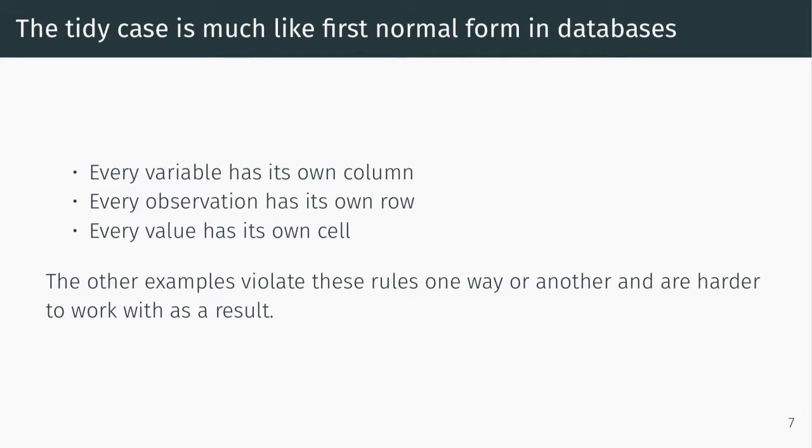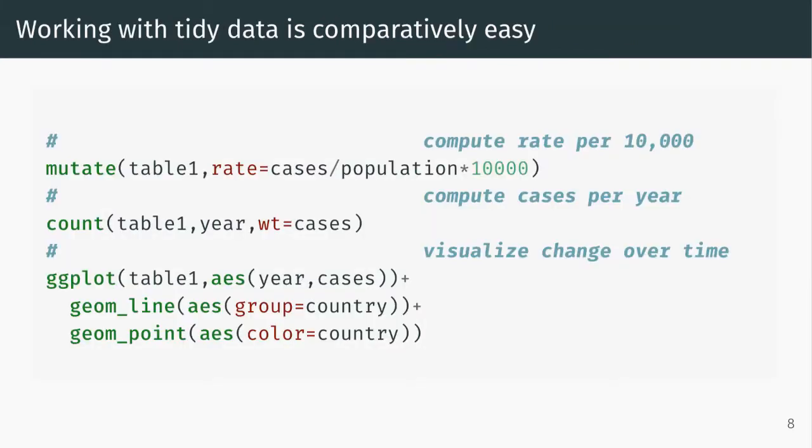So the tidy case, the very first one that we looked at, is very much like first normal form in databases. Each variable has its own column, each observation has its own row, and every value has its own cell. The other examples violate these 3 rules one way or another, and so they're harder to work with in R as a result. Working with tidy data is comparatively easy.